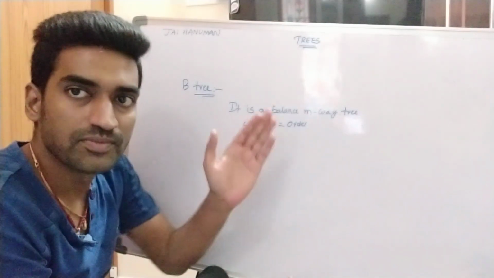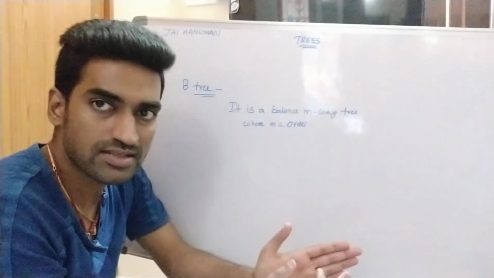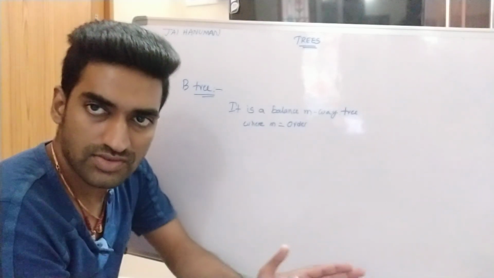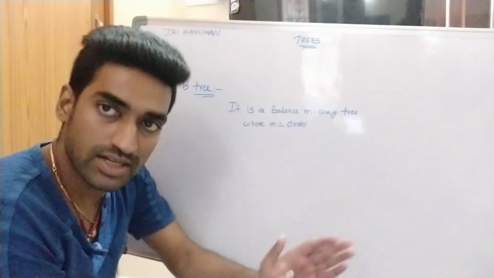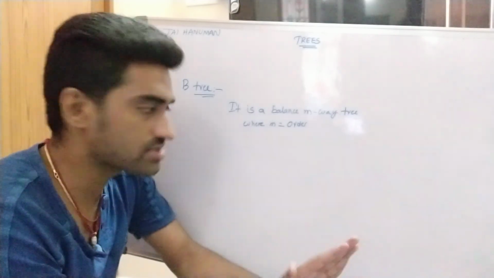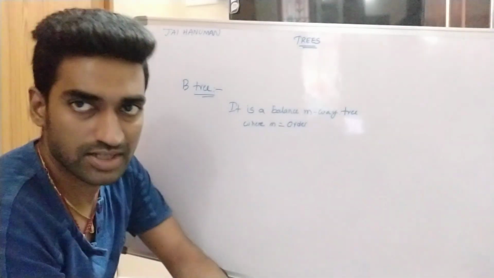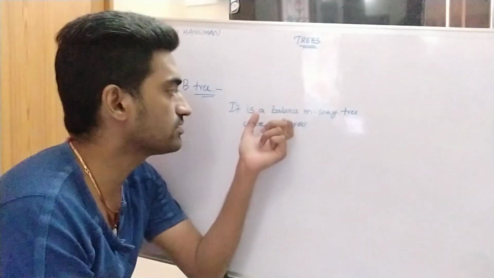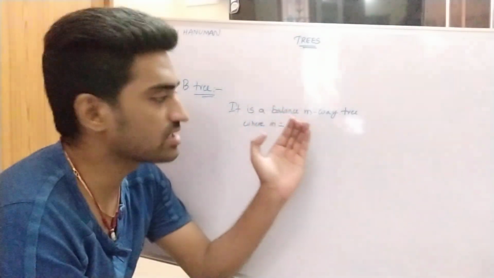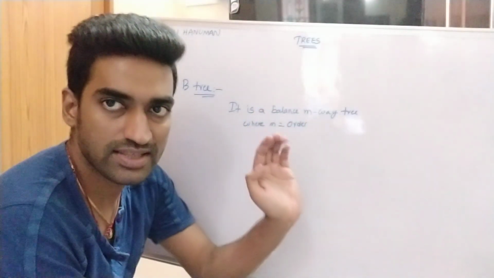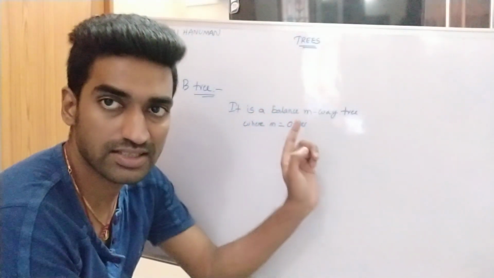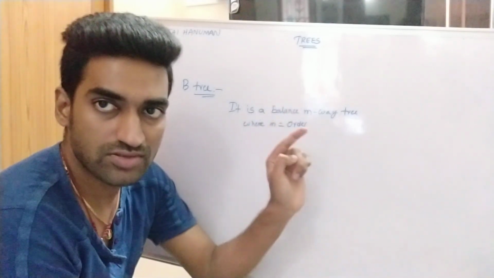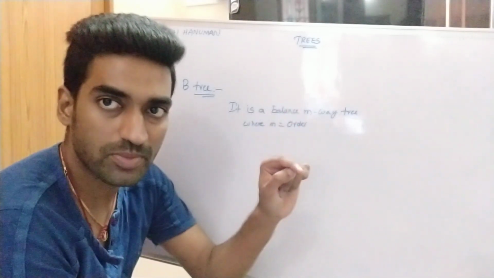What is that property? Left children are always less in value when compared to the root. Right children are always greater when compared to the root node. That property is also satisfied by the B tree. So simply, a B tree is a balanced M-way tree where M is the order. It satisfies the property of a binary search tree, but it contains more than two children.